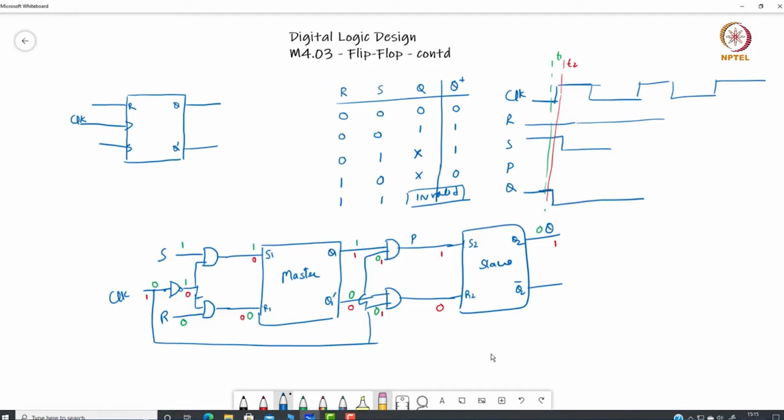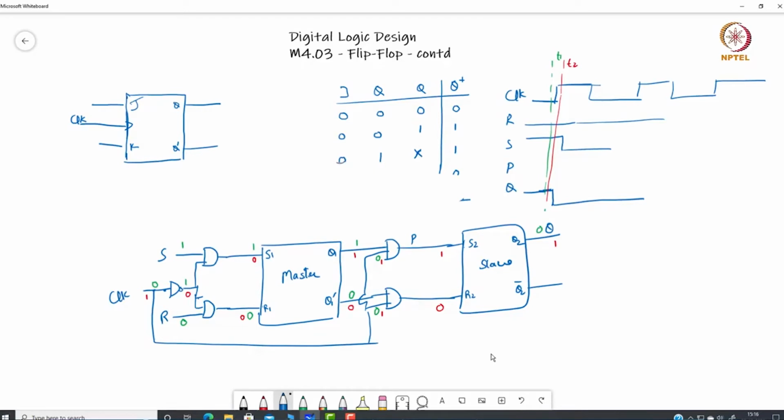In case of JK flip flop, let's do it within this diagram only. So in case of JK flip flop, what do we do? JK flip flop is very similar to RS flip flop. The only thing is the input is J and K, you have Q, and the characteristic table is also somewhat different. In case of J and K, if both the inputs are 0, Q plus, the next state, is the same as whatever is the Q.